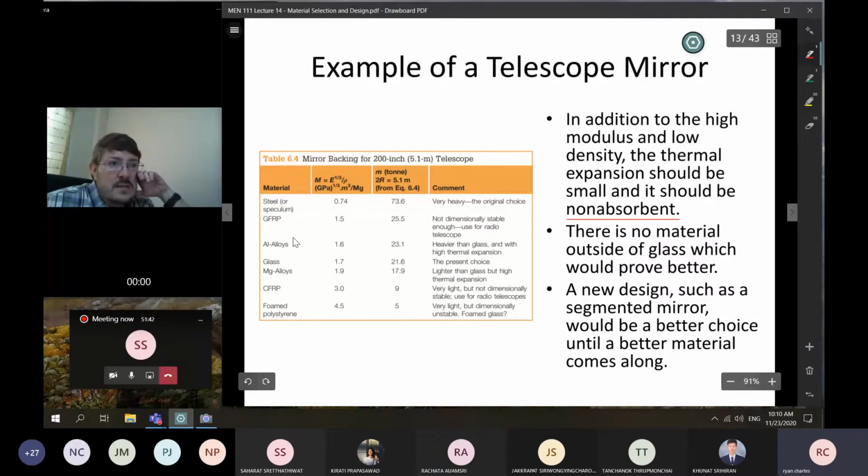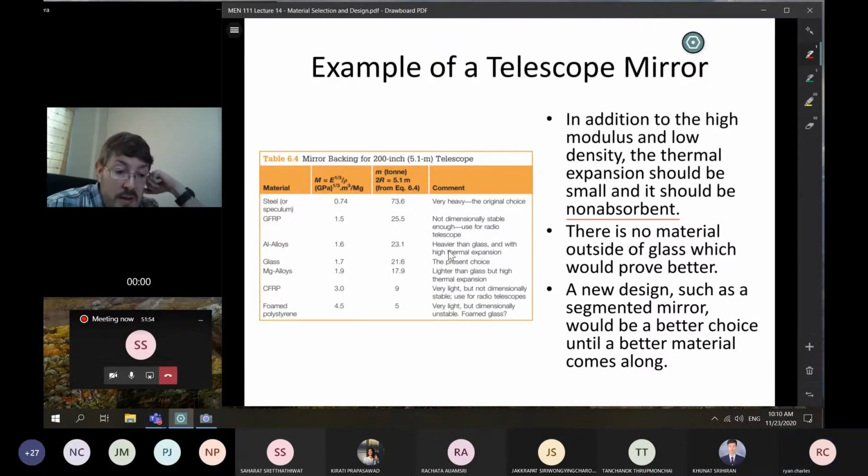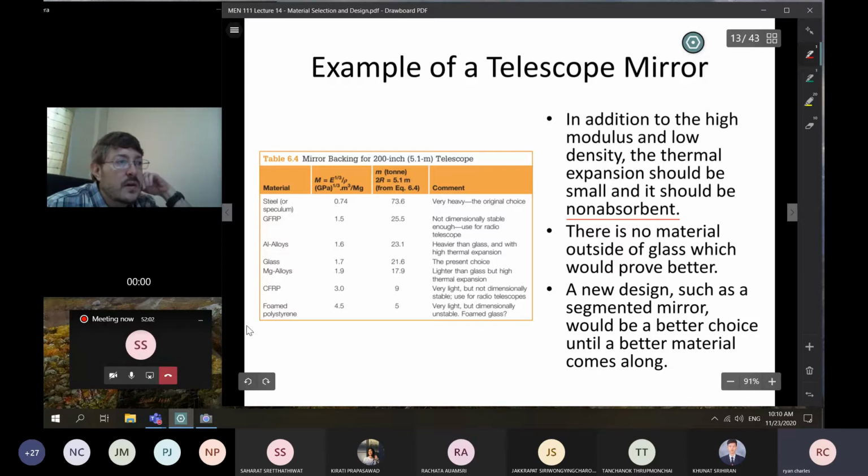Aluminum alloys. It's a little heavier than glass, which is the original material, and it has too much thermal expansion. Metals, their thermal expansions are just too high for big telescope mirrors. For little ones, you can get away with it perhaps, for little toy ones, right? Newton's original telescope was made with a metal mirror in the back.